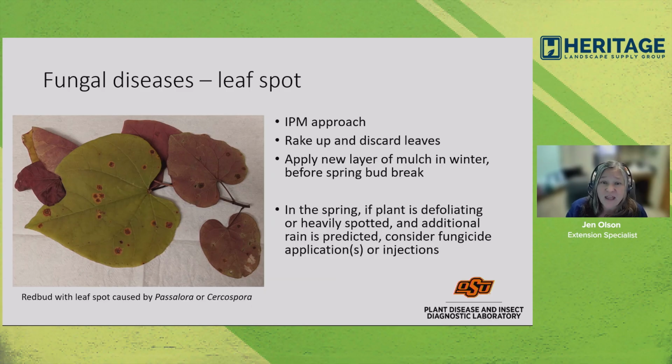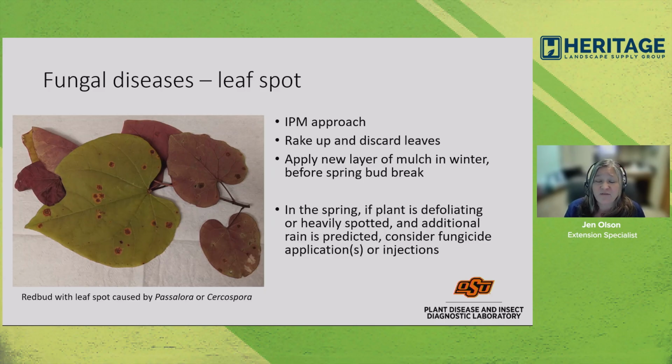If you have a particular problem plant that had a lot of leaf spot last year, another great tip is, in the winter or very early spring before bud break, to add a layer of mulch under those plants. If there are fungal spores lying under that plant, covering them in mulch interrupts some of that dispersal. They can't just fly or splash back up. So that's one great way to use IPM: adding some mulch and burying some of those spores.